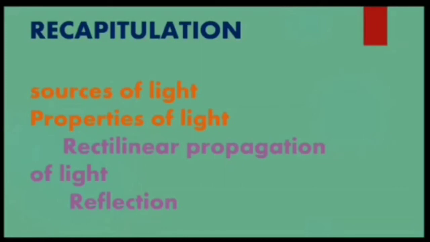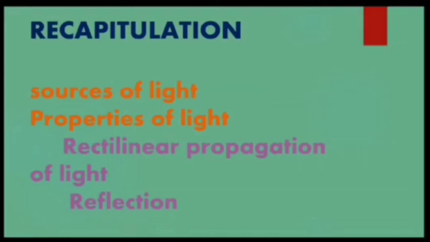Next we have seen about properties of light. In the properties of light, we have seen about rectilinear propagation of light. What is called rectilinear propagation of light? Light travels in a straight line. It cannot bend its path by itself. This is called the rectilinear propagation of light. This is one of the most important properties of light.